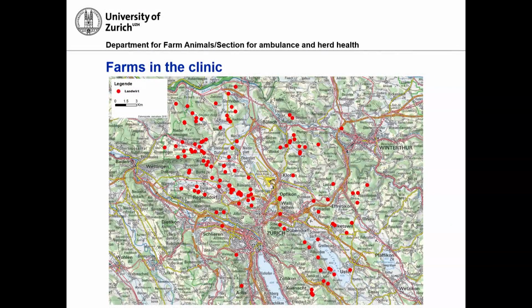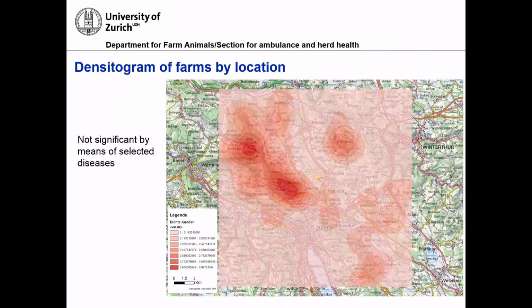Now you see a map of the 125 farms where they are situated after geoprocessing. They were exact coordinates with a difference of plus minus 1 meter. Here you see now a densitogram of the farms by location. We needed this map especially to find out if we have a bias due to the density of the farms correlated to the diseases we were looking for, but we didn't find any bias in this way.